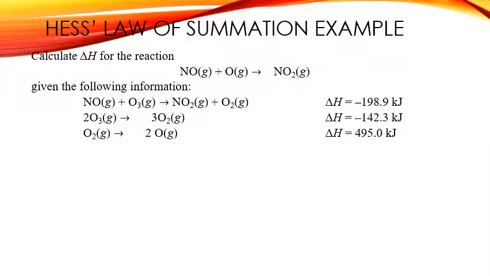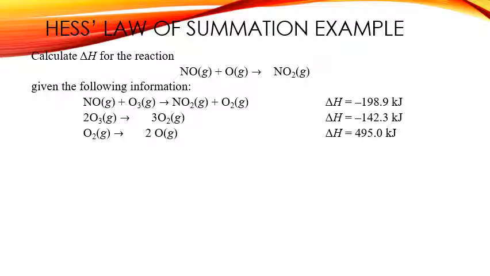All right, so now it's your turn. Go ahead and try to pause the video and solve this problem. Calculate delta H for the reaction NO gas plus O yields NO2 gas, given the following information. NO plus O3 yields NO2 plus O2. 2O3 forms 3O2, and O2 forms 2 atoms of oxygen. You have the delta H values given for each individual reaction. Pause the video and try to solve the problem.